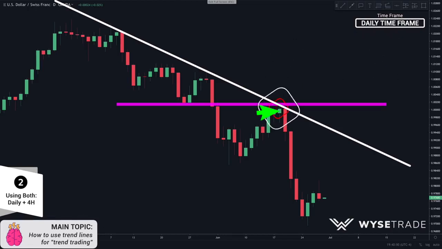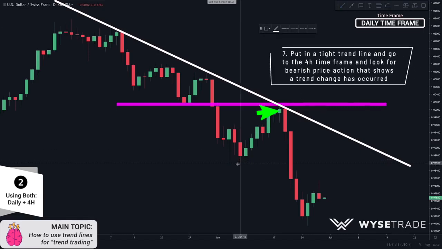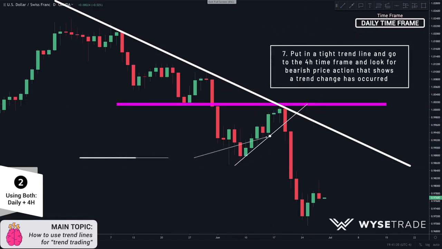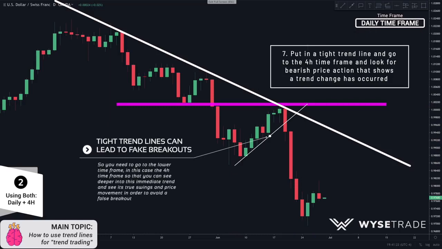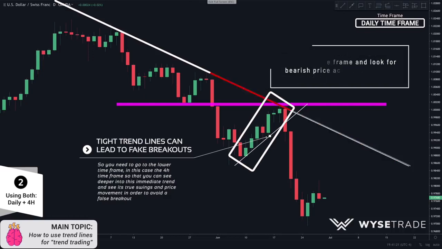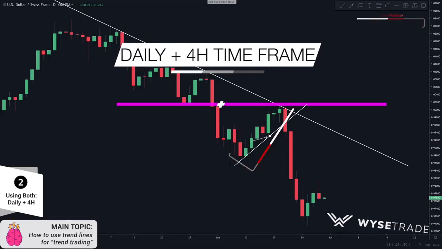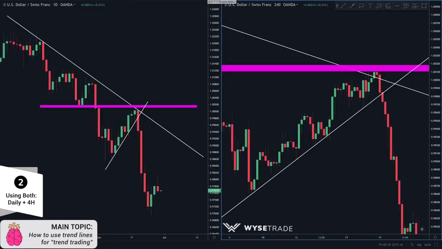Since we had a candlestick reaction and formation at this access point, we then put a tight trend line in like this. The problem with tight trend lines is that they can often lead to fake outs. So how do we get around this problem? We use a lower time frame, specifically the 4-hour time frame, so that we can see deeper into this immediate trend. So let's put the 4-hour time frame beside our daily time frame so you can see both simultaneously. So here we have both time frames side by side.